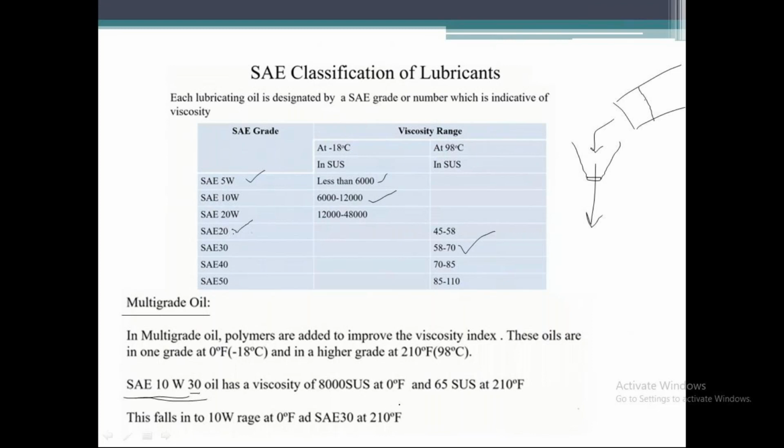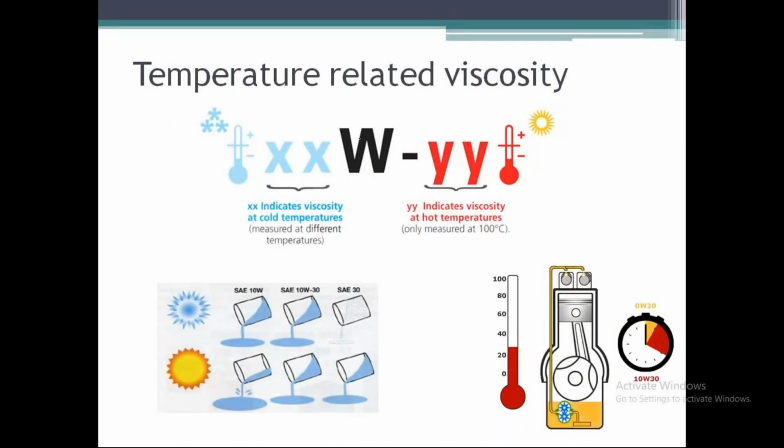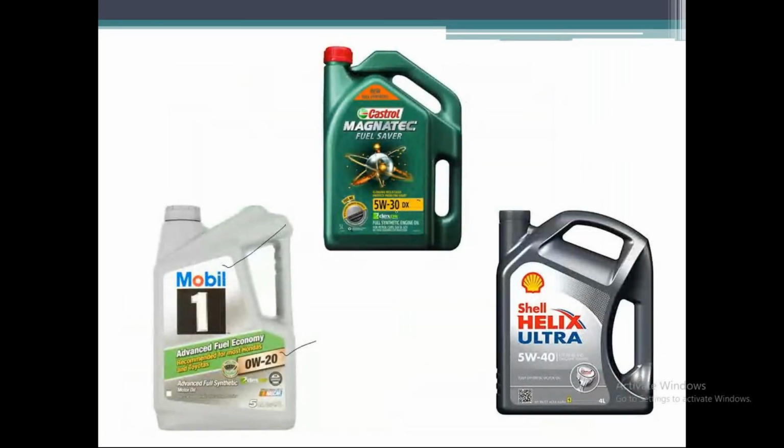That is explained in these two lines here. SAE 10W30 oil has a viscosity of 8000 SUS, Saybolt Universal Seconds, at 0 degrees Fahrenheit, and 65 SUS at 210 degrees Fahrenheit. As I mentioned, the left side of the W is the viscosity at cold temperature, and the right side of the W, shown here in red, is the viscosity at hot temperature. So if you see a can like this next time, please remember this: the right side is the viscosity measured at higher temperature and the left side is for the lower temperature.